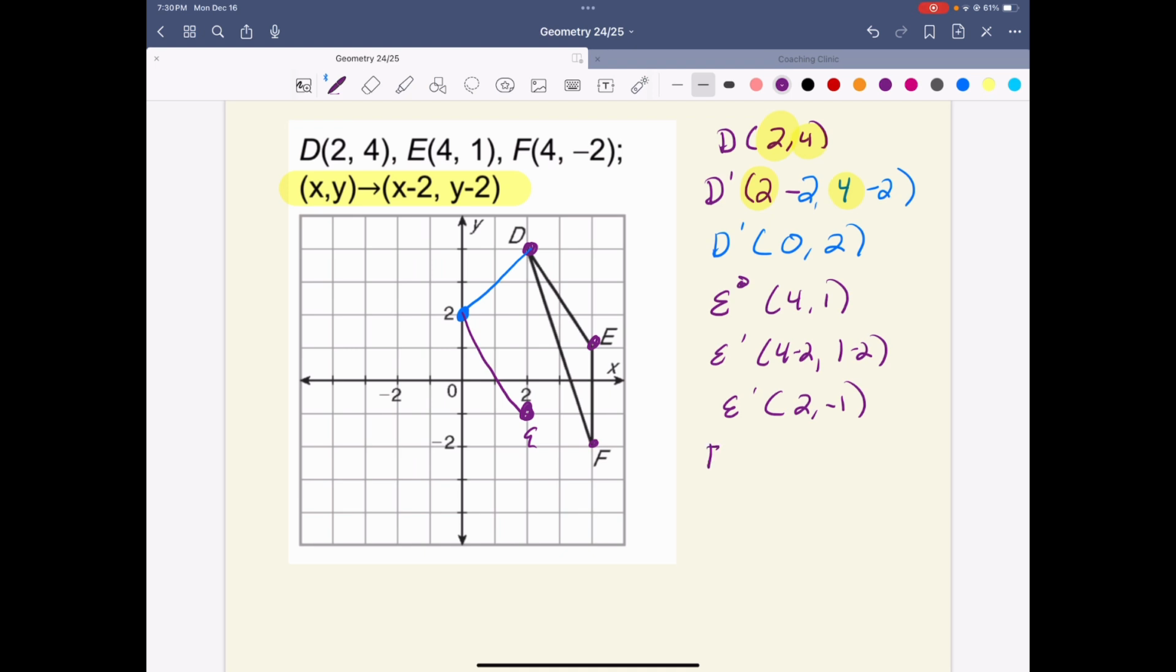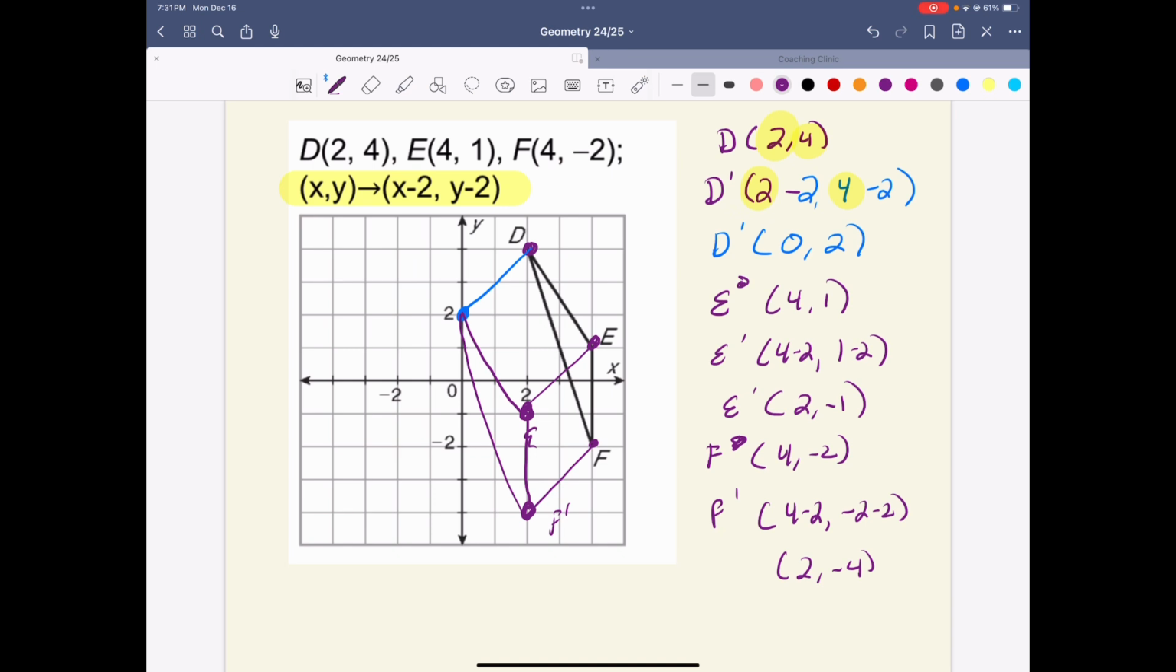My f value now is at 4, negative 2. Okay, so my f prime value is going to be at 4 minus 2 and negative 2 minus 2, which is the point 2, negative 4, which is right there. There's my f prime. So there's my new figure. My new figure has the exact same shape as my original figure. It's just been moved.